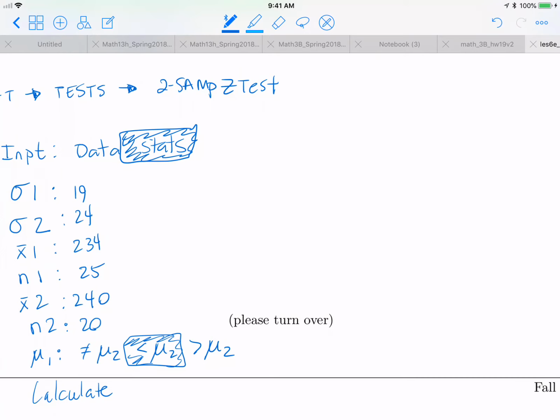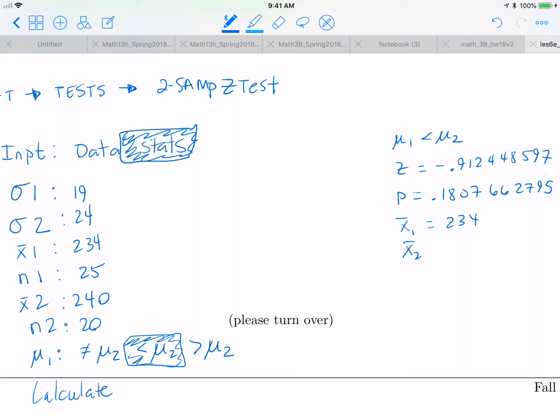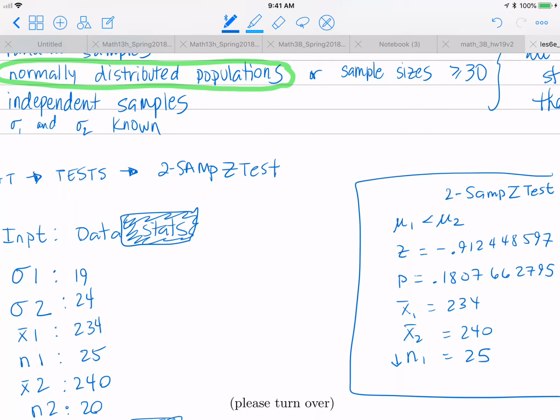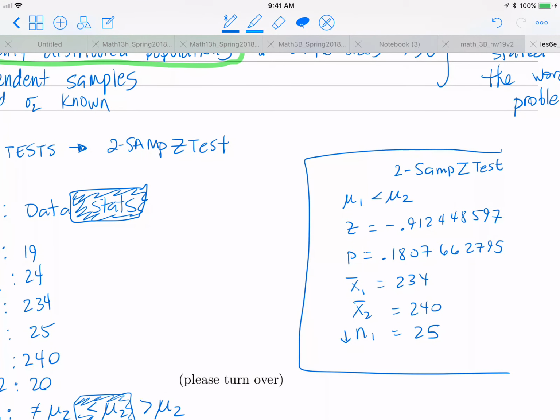Okay. So what is my output? It says mu 1 less than mu 2, just as a reminder. Z equals negative 0.912448597. P equals 0.18076627795. And then X1 bar 234, X2 bar 240, N1 25, and it has a little down arrow. So this is my output. From here, I'm going to be able to have my standardized test statistic.